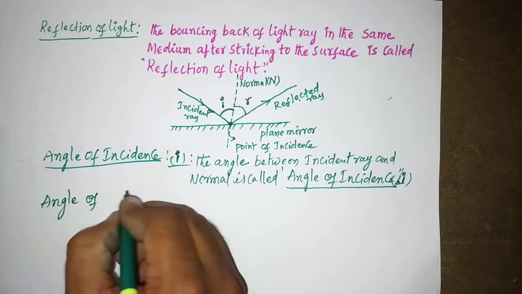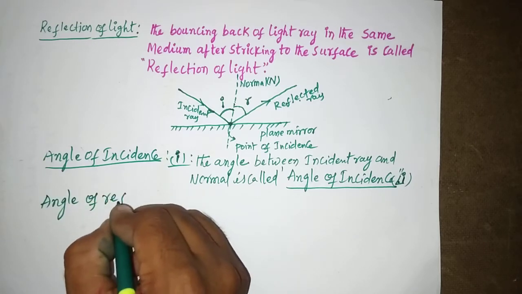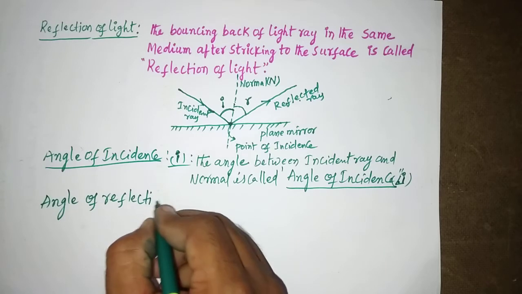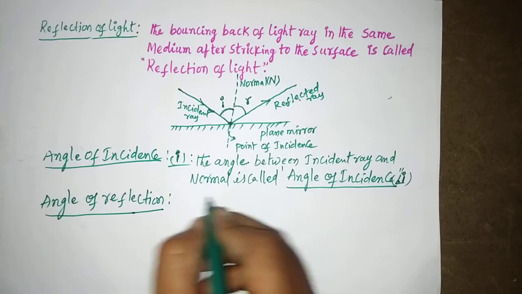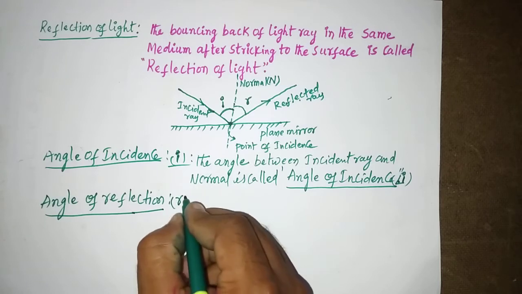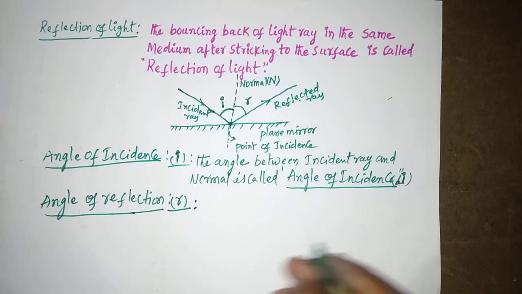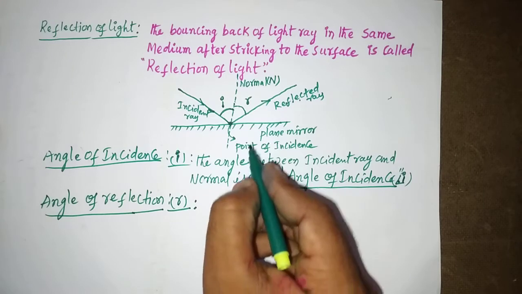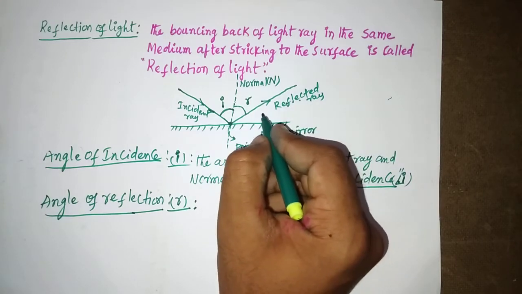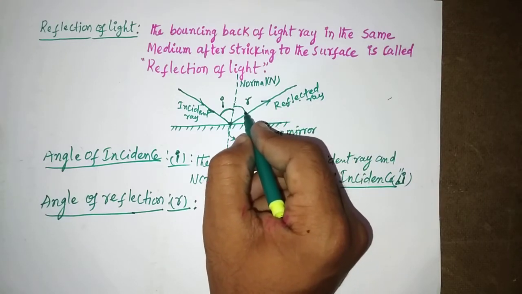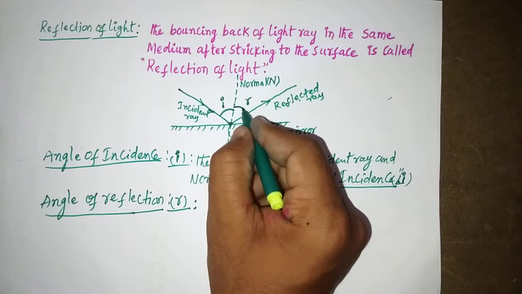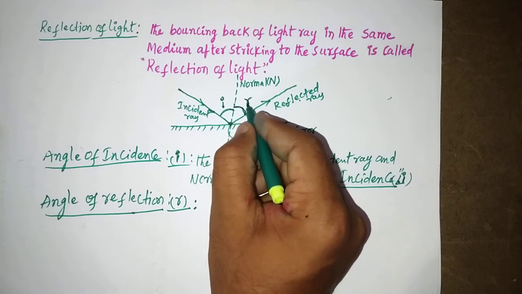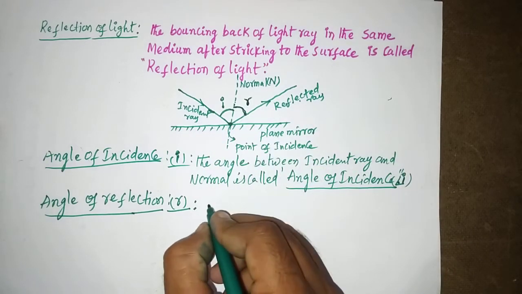Next, angle of reflection. Angle of reflection is denoted with the letter R. So what is the angle of reflection? The angle made between the reflected ray and the normal is called what? Angle of reflection.